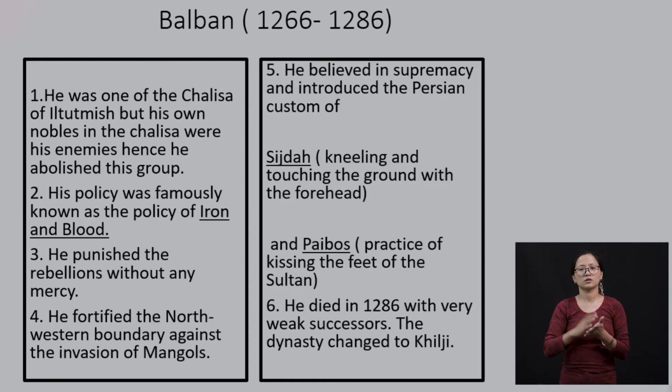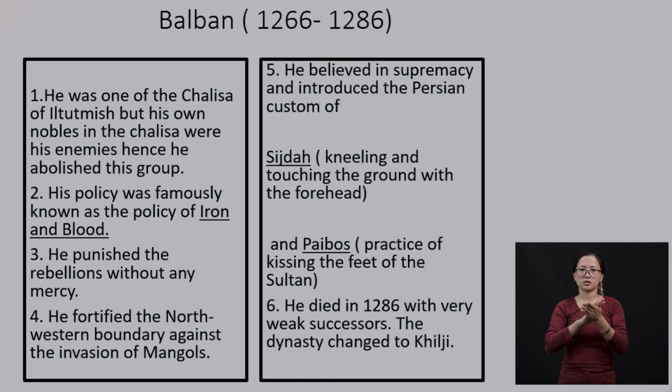After Razia Sultan is Balban, who comes on the throne. So if you can see that they were all very short-lived eras or short-lived reigns of these Sultanate rulers. But Balban was one who ruled from 1266 to 86, which means whole 20 years. So he was one of the Chalisa of Iltumish, but his nobles in Chalisa were his enemies, and that is why he abolishes this group which Iltumish formed, the group of noble Chalisa.